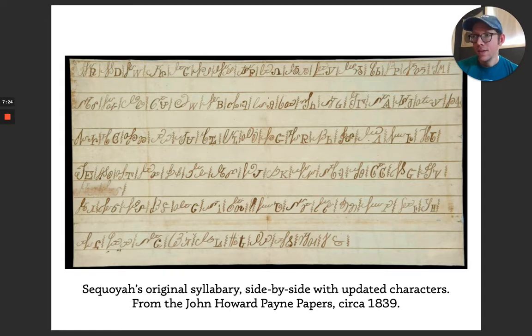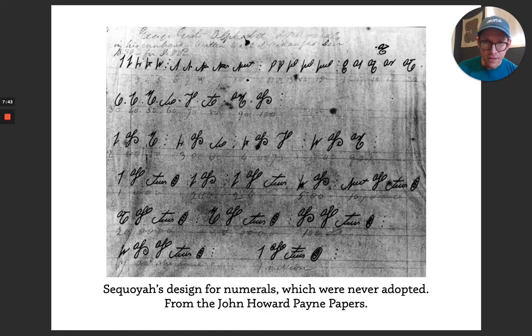And within a year, 90% of Cherokee people could read and write the syllabary. It was the highest rate of literacy in Georgia at the time. In 1825, the Cherokee Nation formally adopted it as the official writing system. And here's a slide. These are Sequoyah's designs for numerals, which were never adopted, but I just think they look really cool. And it's neat to see.